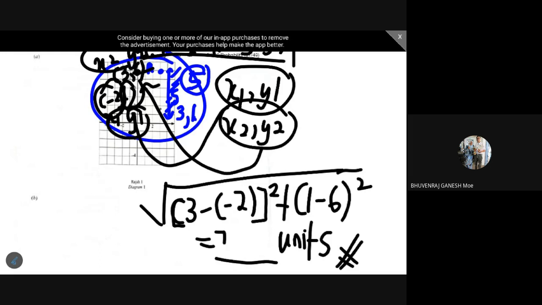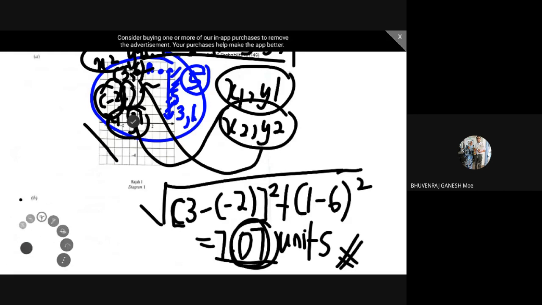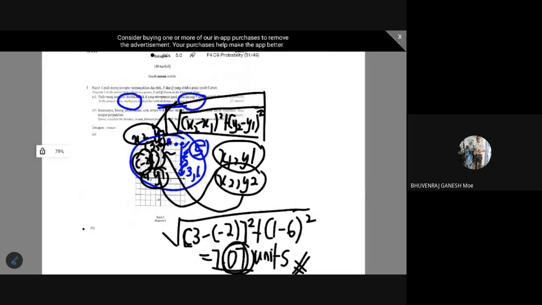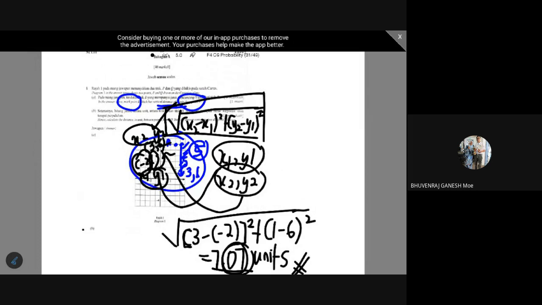Yes, very good, Syamnat. 7.07. Two decimal places must be accurate, guys. This is question 1 in your SPM. The first question is done. Can you understand this question, guys? Question 1, quite easy, right? This is not that difficult.